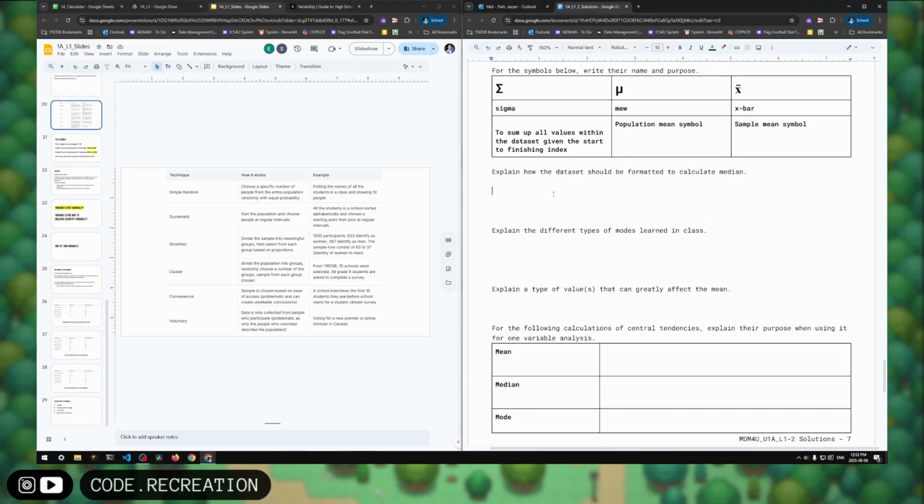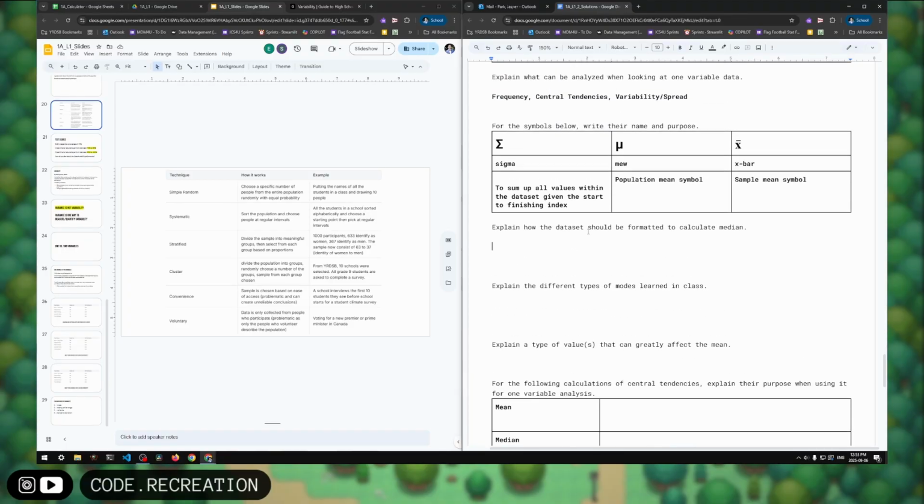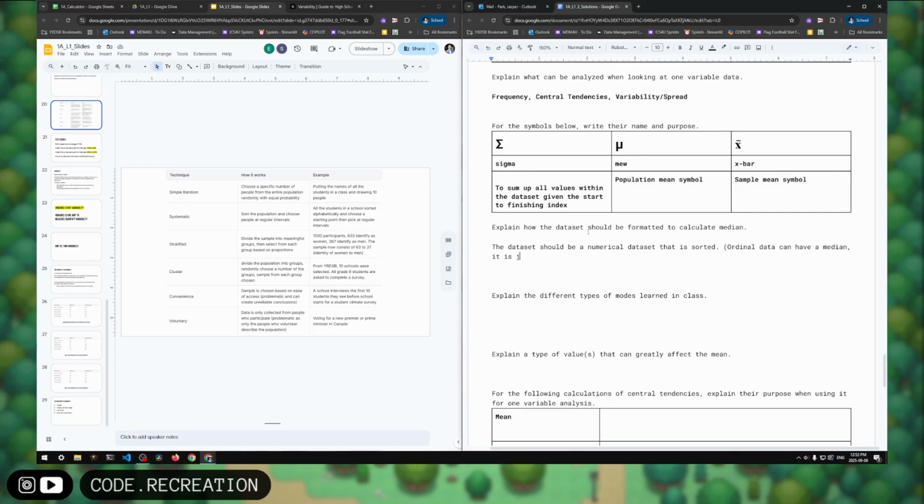Cool. Explain how the data set should be formatted to calculate the mean. The data set should be a numerical data set that is sorted. Ordinal data can have a median. It is just the most central point when sorted as well, because ordinal data has order as well.